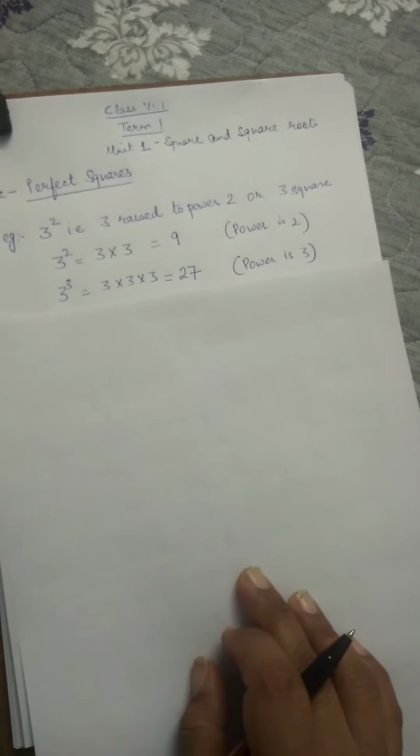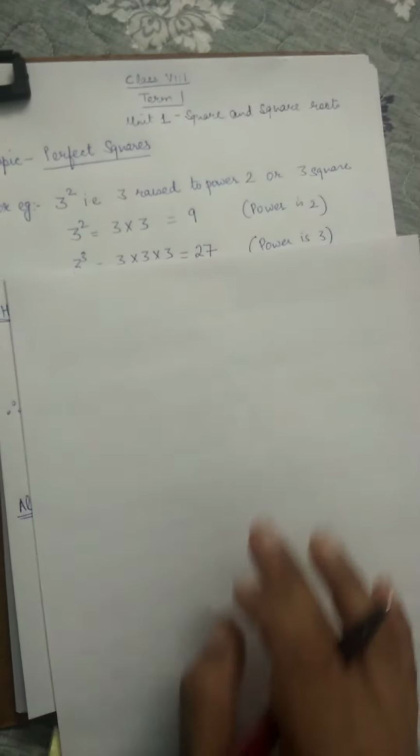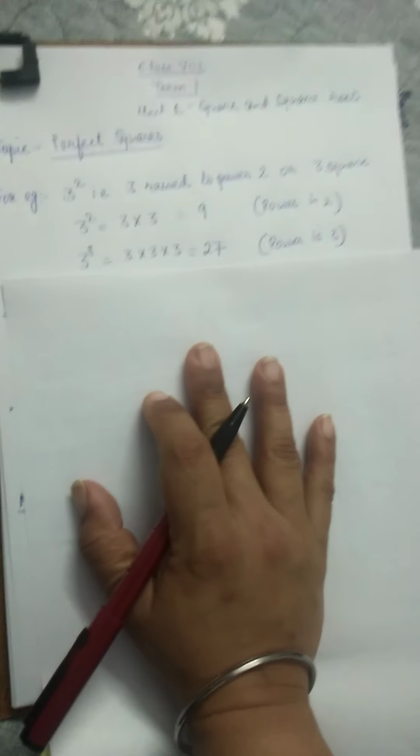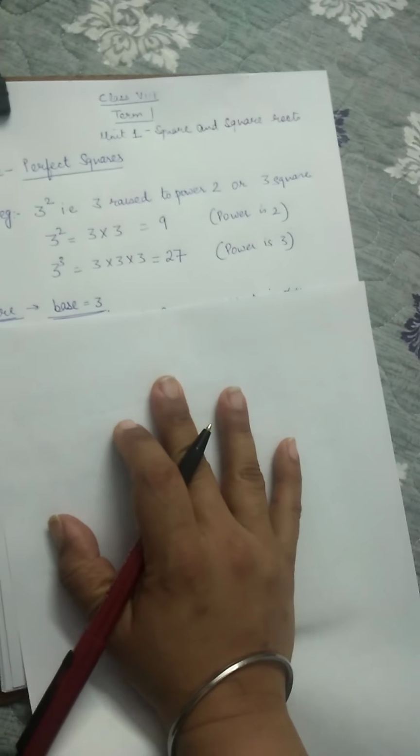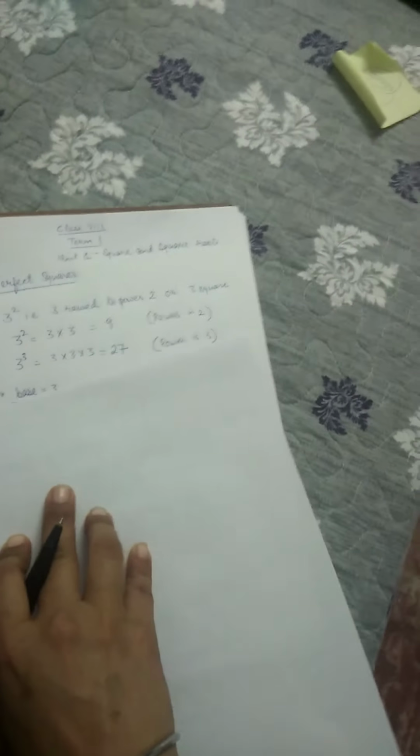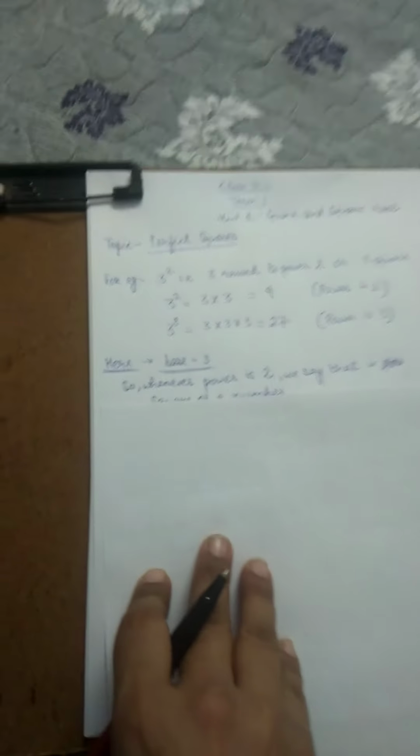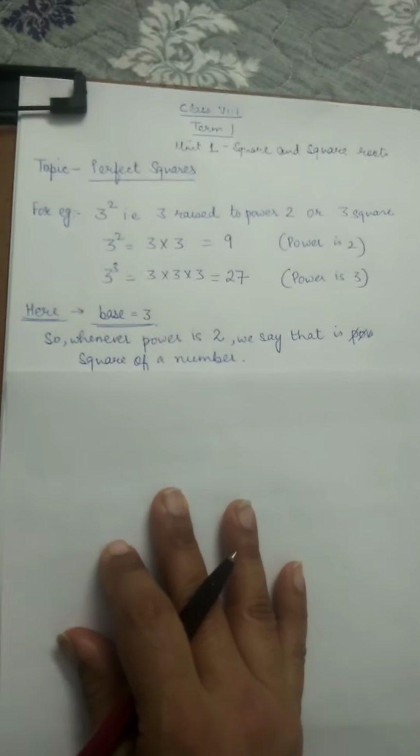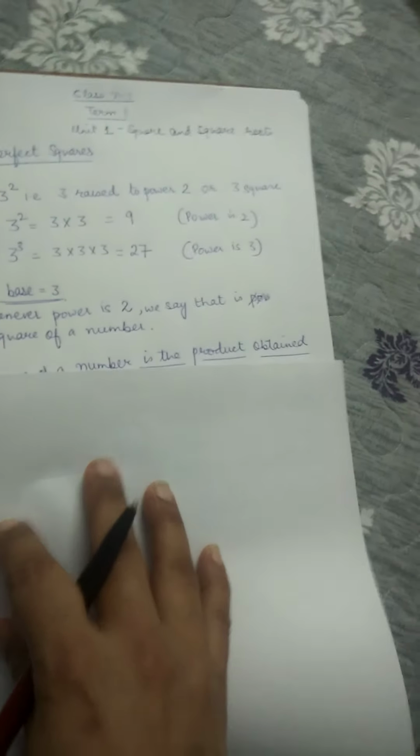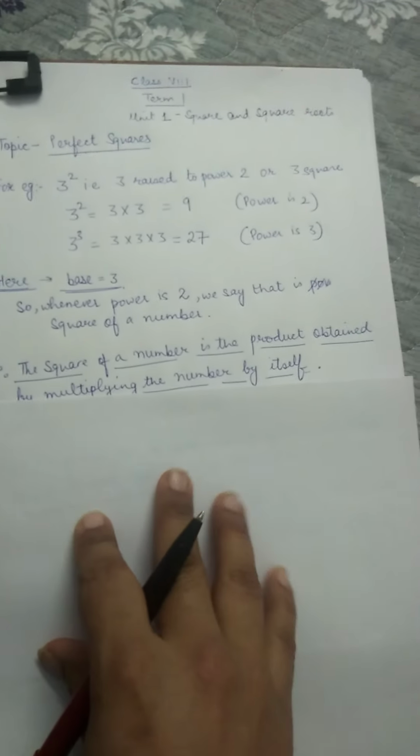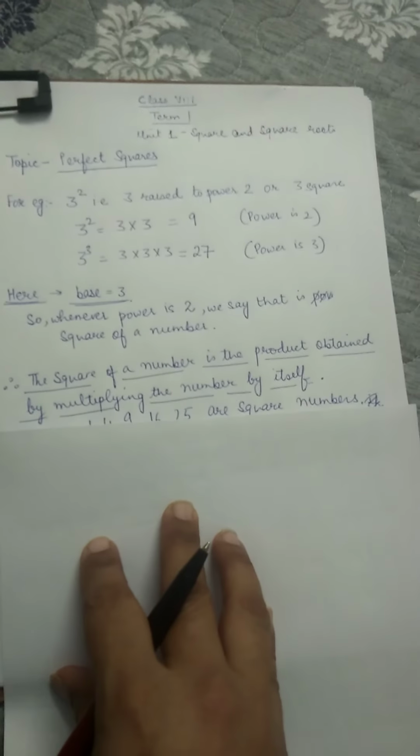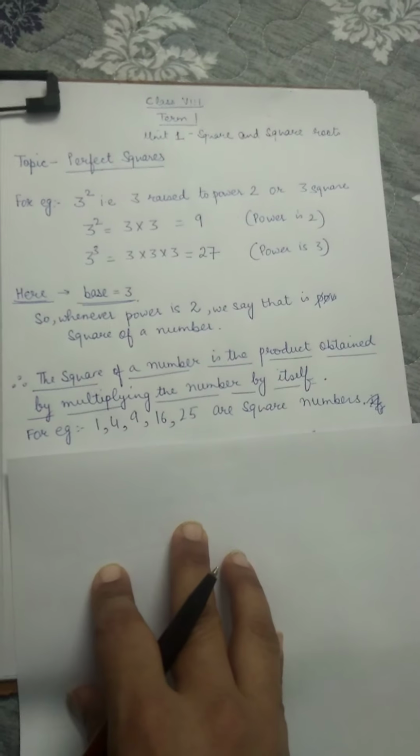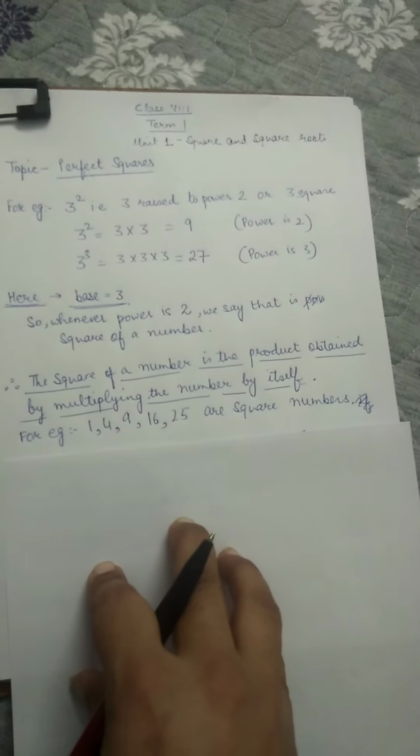Now if we talk about 3 to the power 3, that can be written as 3 into 3 into 3, which the product is 27. Here the base is 3 and the power is 3. So whenever the power is 2, we say that it is the square of a number. The square of a number is the product obtained by multiplying the number by itself. For example, 1, 4, 9, 16 and 25 are square numbers.